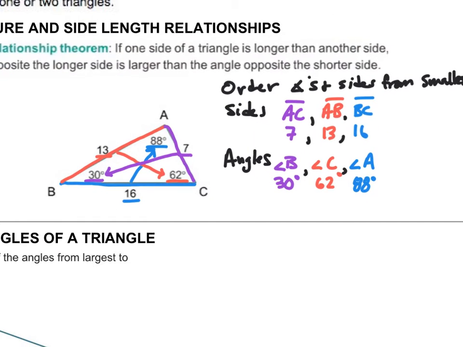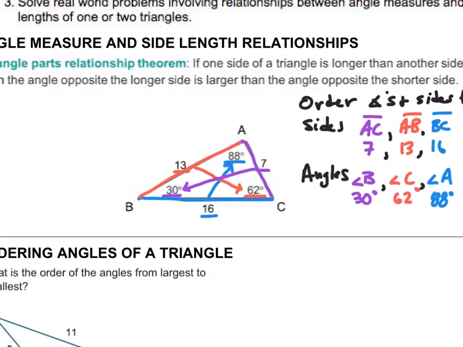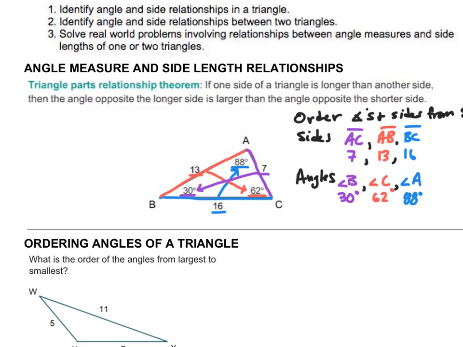That's where this theorem comes in. Let me zoom out. If one side of the triangle is longer than the other side, then the angle opposite the longer side is larger. The idea is that the shortest side length is across the triangle from the shortest angle, and the longest side length is across from the longest angle.